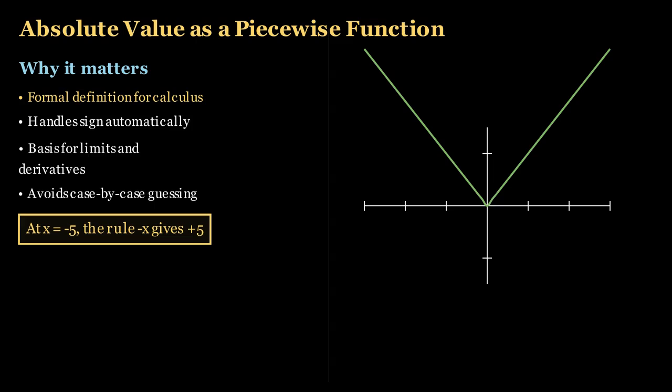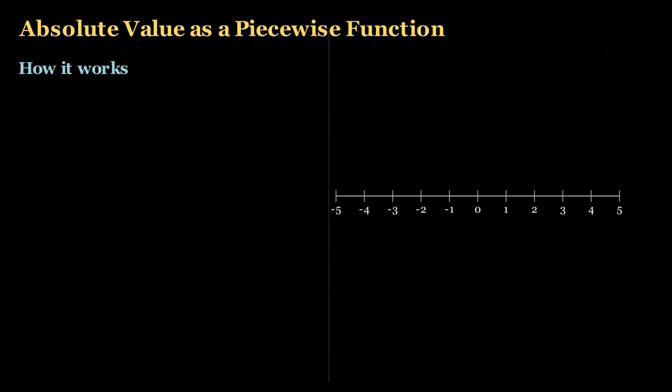Let us build this from the number line we already know. Imagine a point at +3. Its distance from 0 is 3, so the absolute value is just 3. The rule says if x is greater than or equal to 0, output x. That matches. Now imagine a point at -3.